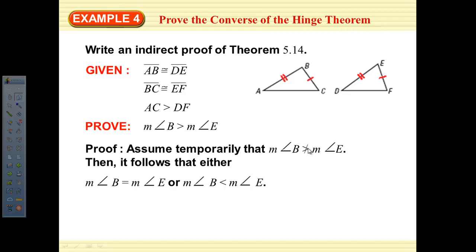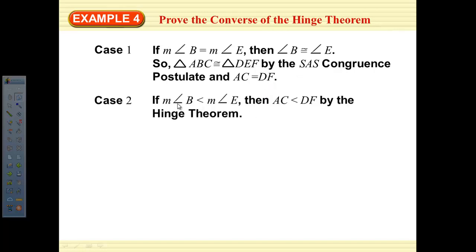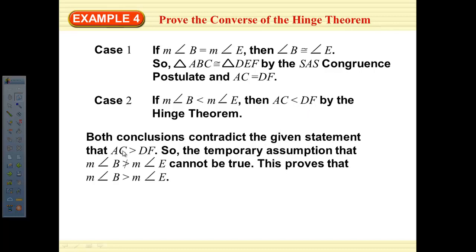That means that this is false, and so this has to be true. So that proves that this is true overall. So again, if B and E are equal, then the two triangles are congruent by side angle side, and AC is equal to DF, but that's a contradiction. B being less than E means AC is less than DF, but we already know that AC is greater than DF. So in both cases, it's a contradiction because that's what's given to us. Therefore, this isn't true, and that is true.